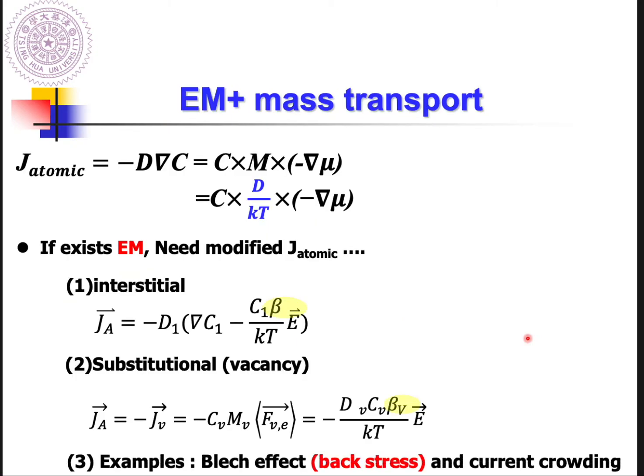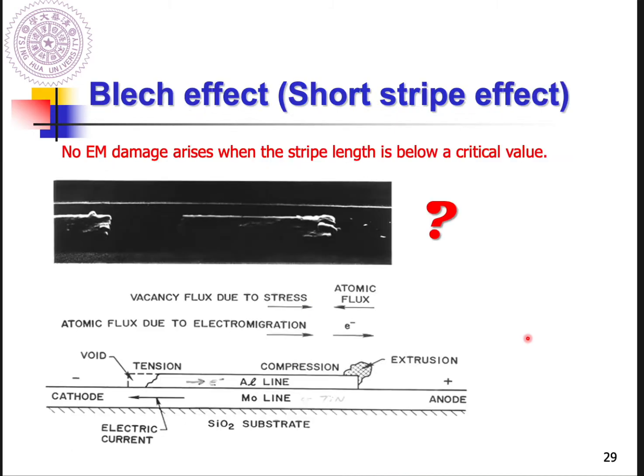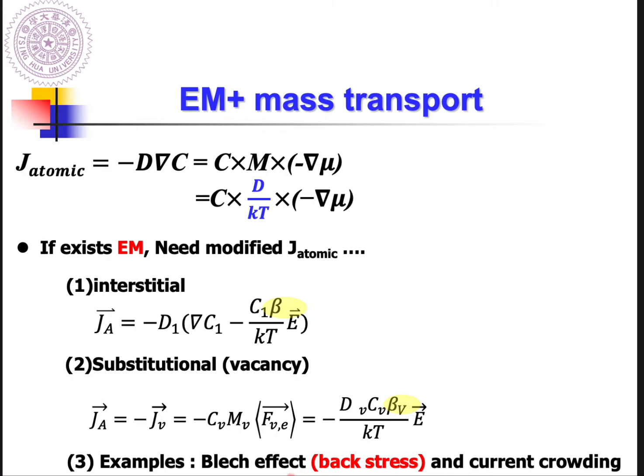Okay, so we finished the electron migration part. Then we are going to give you two case studies to explain why electron migration is so important. The first, majority effect, we call the Blech effect or backstress effect, and the current crowding will be the secondary effect. Let's move to the Blech effect first.